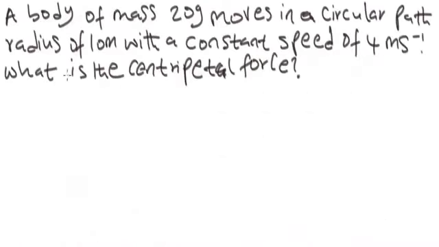Okay, so let's look at this question. It says the body of mass 20 grams moves in a circular path of radius 10 meters with a constant speed of 4 meters per second. What is the centripetal force?